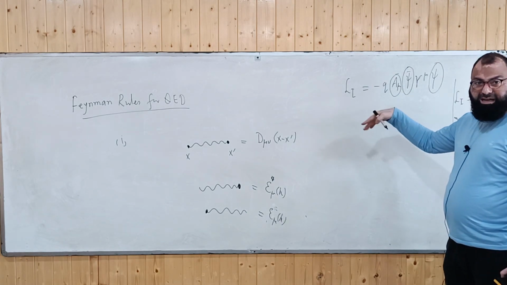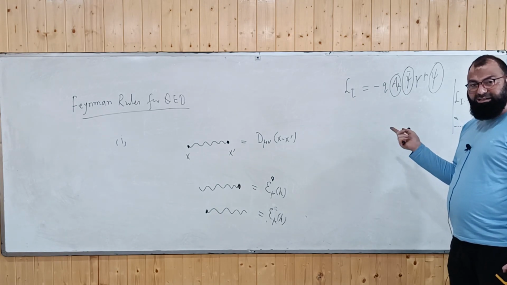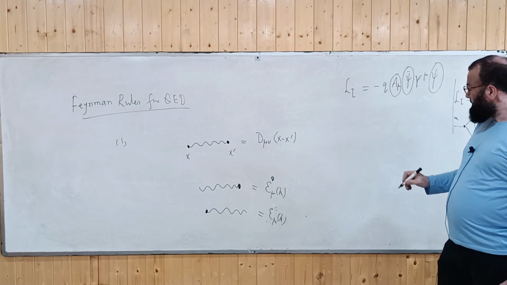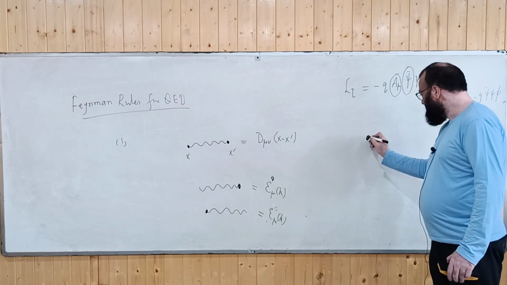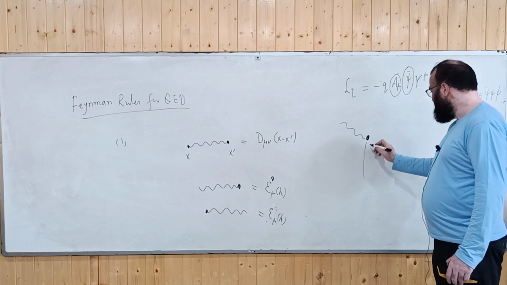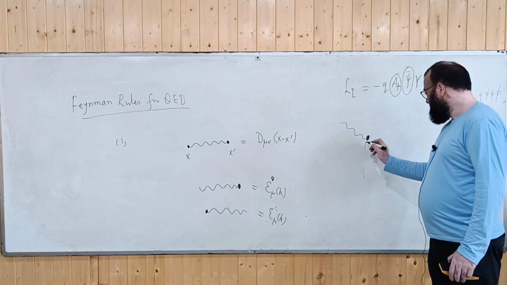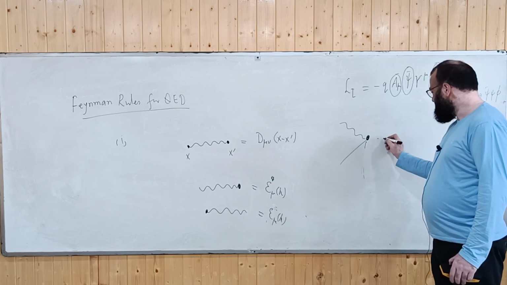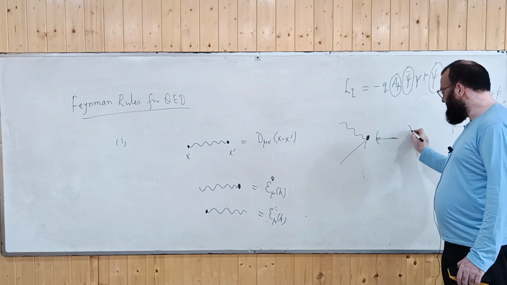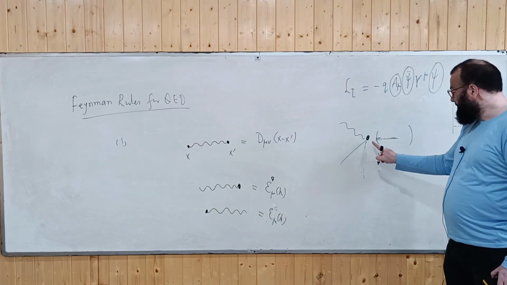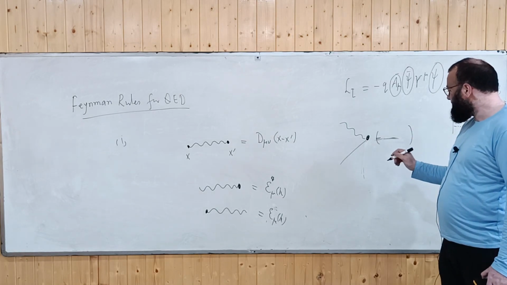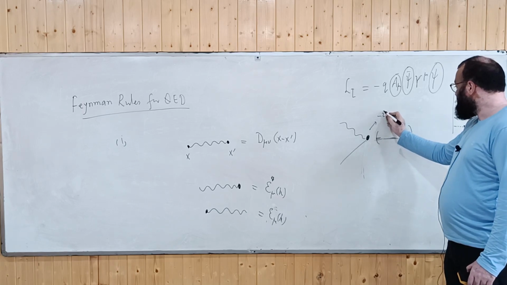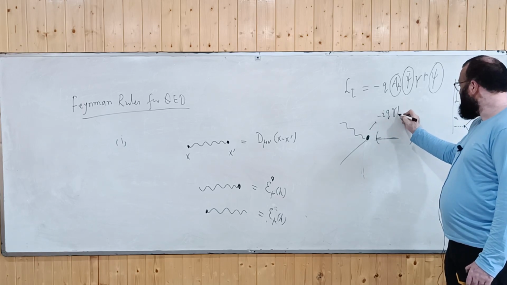Forget about this minus, because this is an interaction Lagrangian. You have to make it an interaction Hamiltonian, then this minus will be gone. So the vertex in QED, let's say you have some photon and some fermion, and this means the rest of the diagram. This vertex will be represented by, can you tell me now? Minus i Q gamma mu.